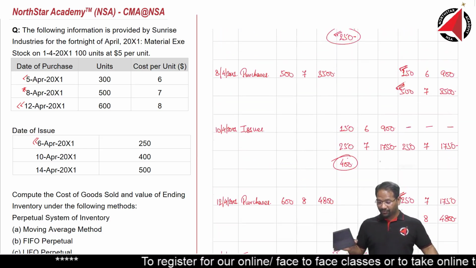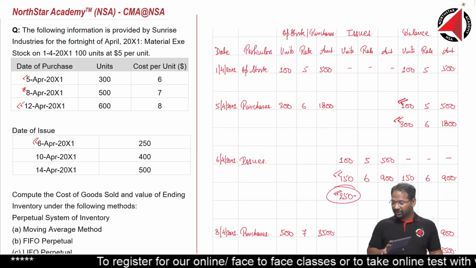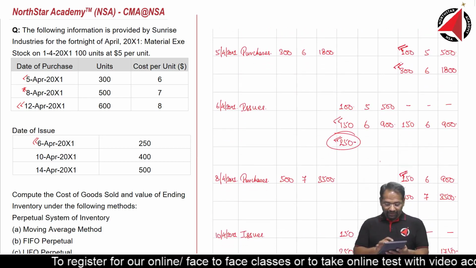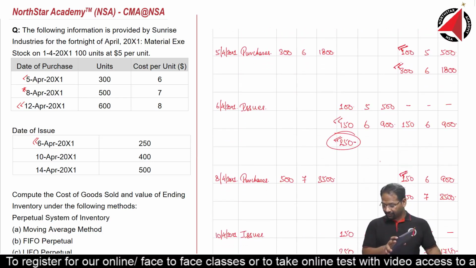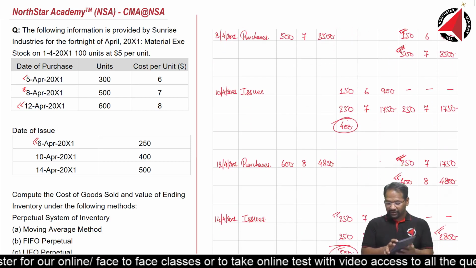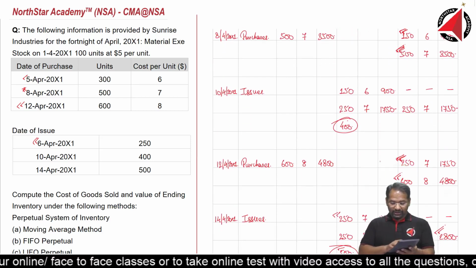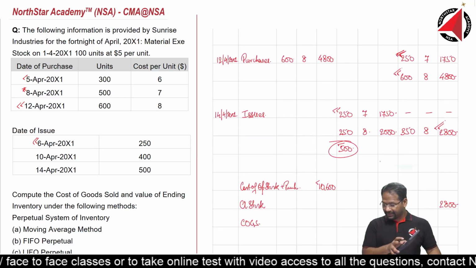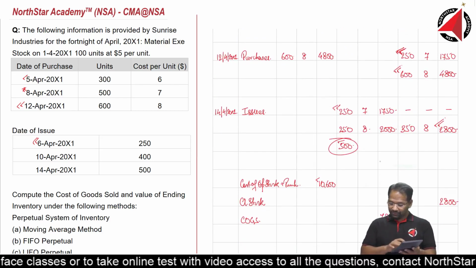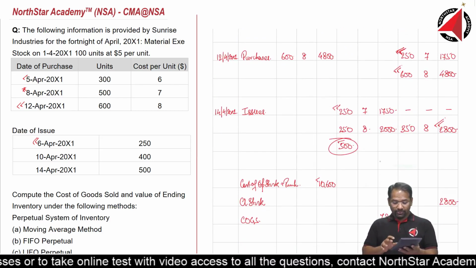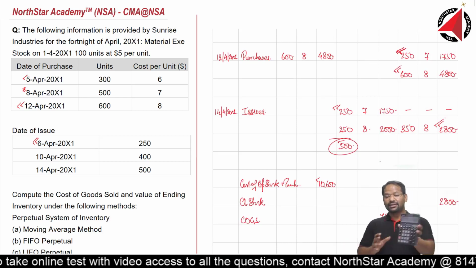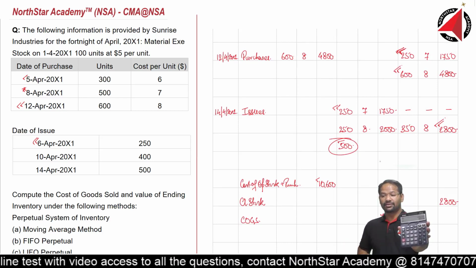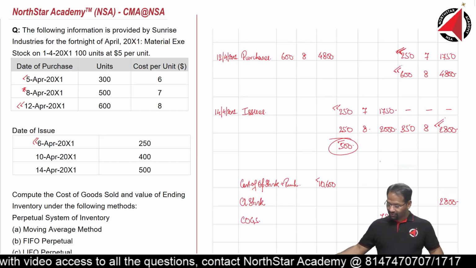Let's check total cost of goods sold. Is it matching or not? So first one 500 plus 900. Next one 900 plus 1,750. Next again 1,750 plus 2,000. We get exactly 7,800. All right. So cost of goods sold is matching.